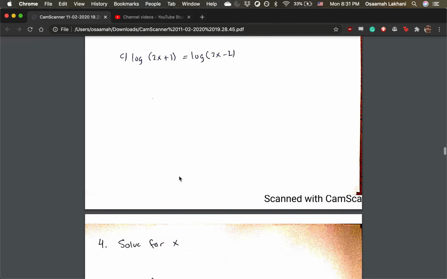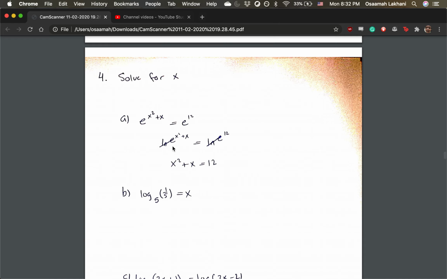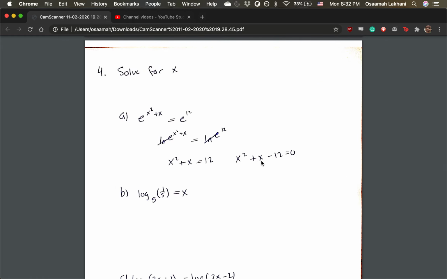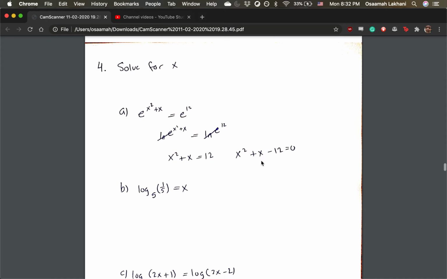And what we end up with is everything gone, all those natural logs and e's, and we just have x squared plus x equals 12. Now that is a quadratic. So I rewrote it here, x squared plus x minus 12 is 0.